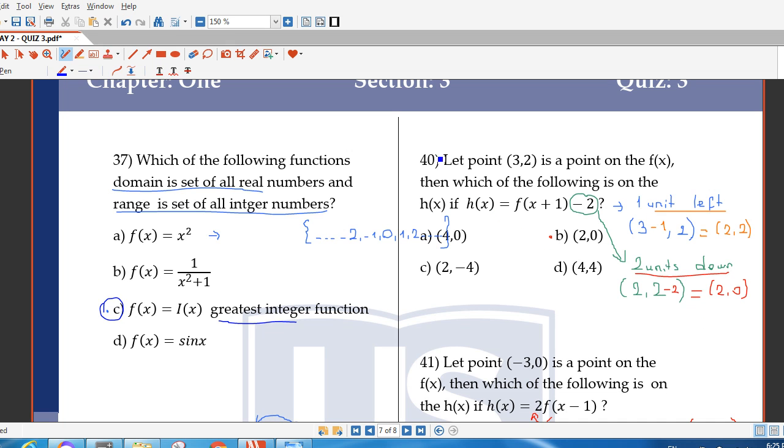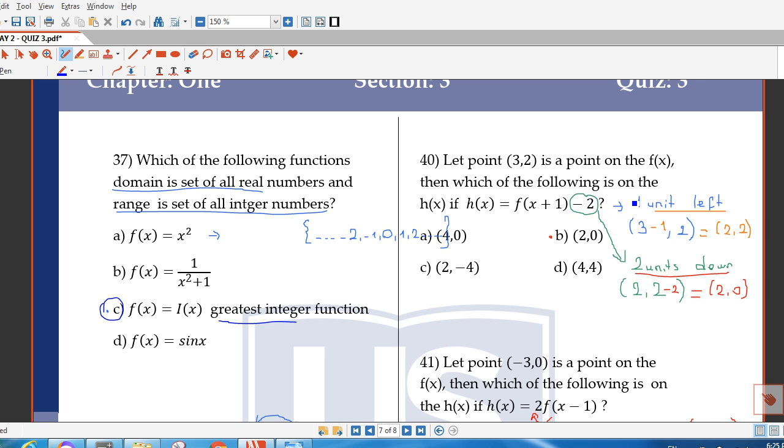Quiz 3, question 40. The point (3, 2) is a point on the function f. So what should be the point on the function h if h is defined as f of (x + 1) minus 2? If we pay attention, let's try to understand what the operation is. There is plus 1, so there is 1 unit left, and then there is 2 units down.